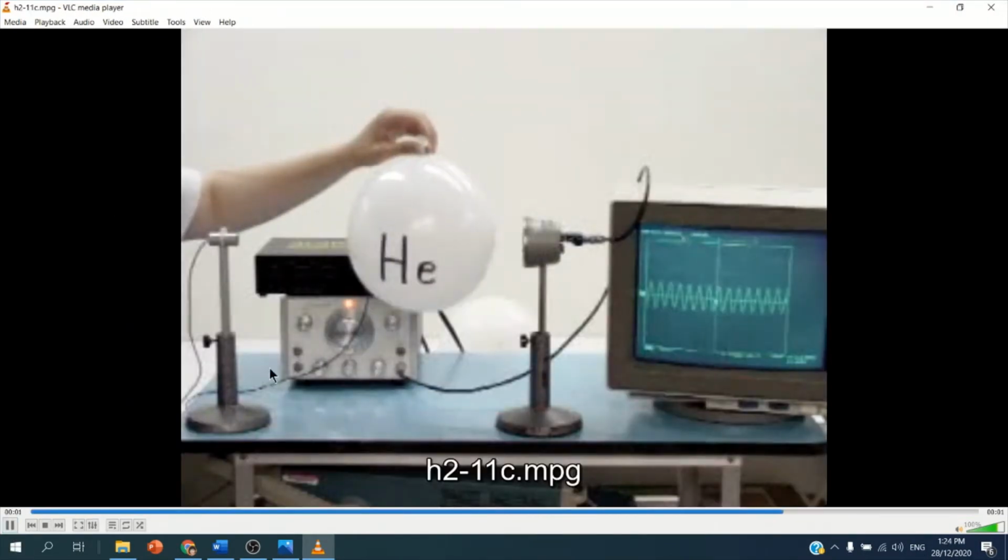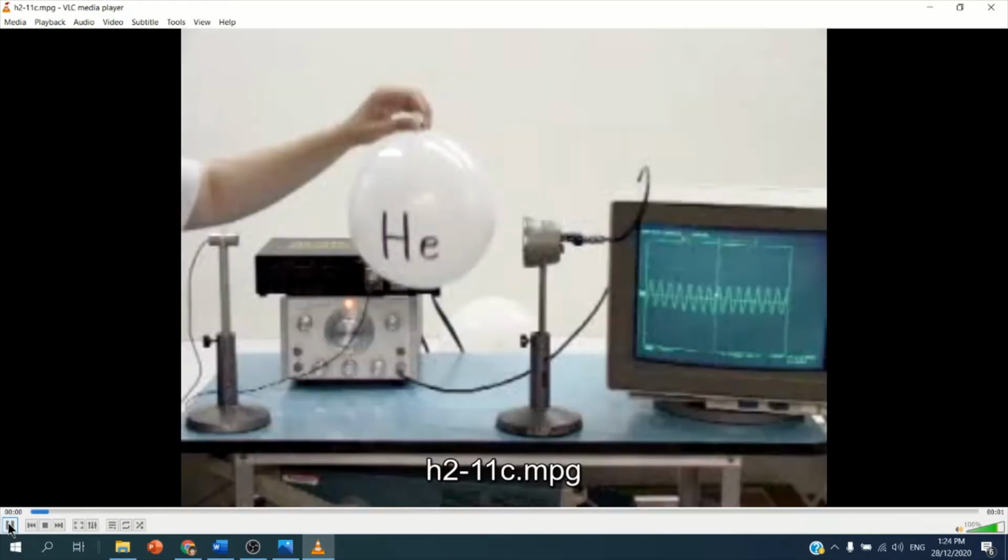Okay, let's view it again. This video is very fast. So you can see, before the balloon is placed between the speaker and the microphone, the sound was louder. Okay, after it's placed, it becomes softer. All right, one more time. All right, you can hear that, right?